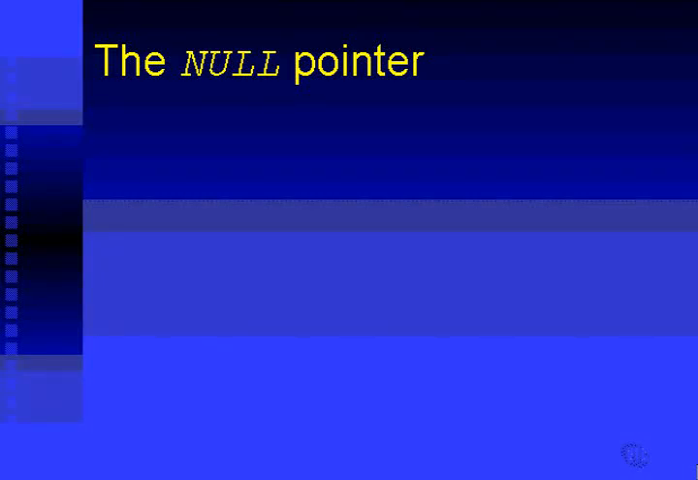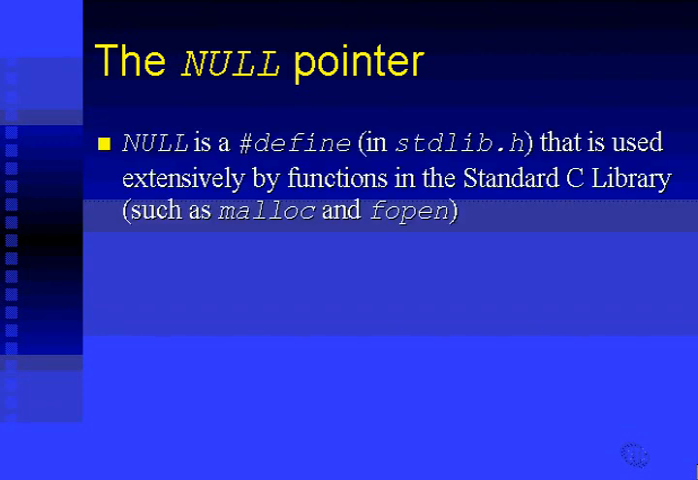The next advanced pointer topic that we're going to look at is called the null pointer. What is the null pointer? Well, it's usually a #define. In fact, it is a #define. You'll find it in stdlib.h, and it's used quite frequently by functions in the standard C library, such as malloc and fopen and so forth. These functions use the null pointer. In fact, they return to you a value of null.